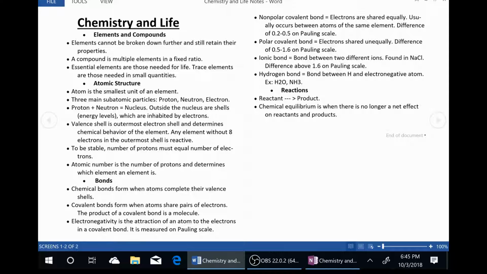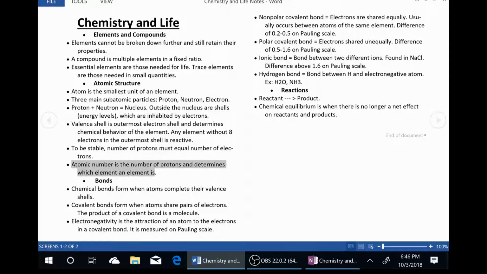Now, to be stable, protons have to equal the number of electrons. So for example, with our hydrogen atom, hydrogen has 1 proton. So to be stable, it must have 1 electron. Now, when this doesn't happen, when protons are greater than electrons, or when electrons are greater than protons, we have what is known as an ion. An ion is an atom that has charge in it. And so the behavior of those is also important to chemistry, and a lot of chemistry involves study of ions.